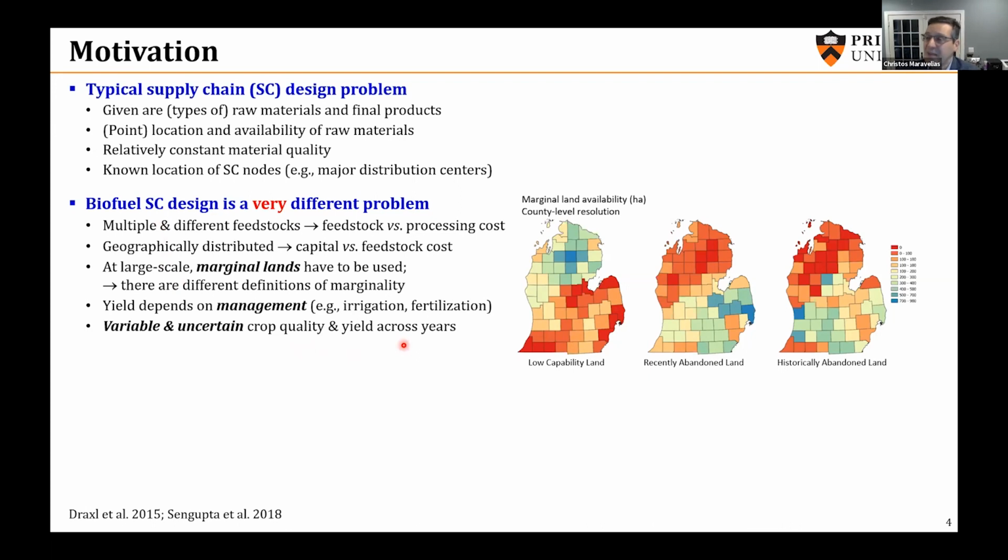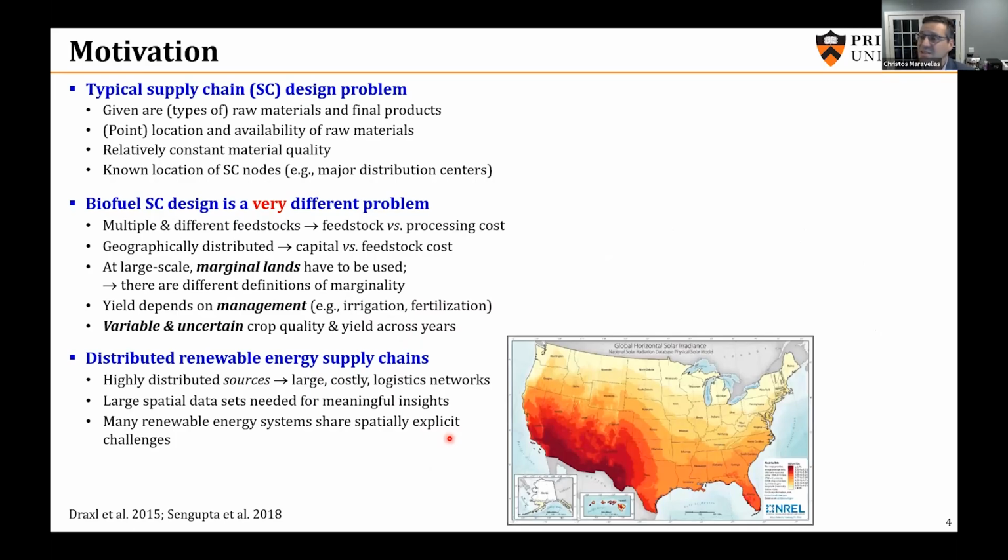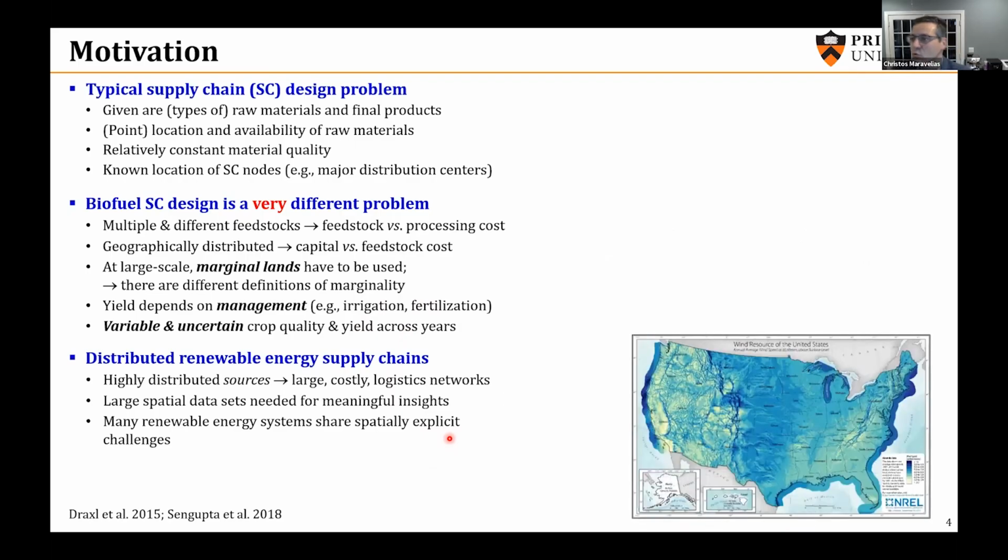It's not clear which lands we should be using. I will be coming back to this point. It has been suggested that we should be using what is called marginal lands. These are lands that are currently not used for food, so we avoid the food versus fuel competition. The quality of the feedstock changes very much. It changes with time, but also changes depending on the decisions we make in terms, for example, of irrigation and fertilization. And as I said, this highly distributed geographical nature of the main resource is common also when we're thinking about solar systems, wind systems, and so on and so forth. So the challenges that I will be describing are in some ways common in all these types of systems.